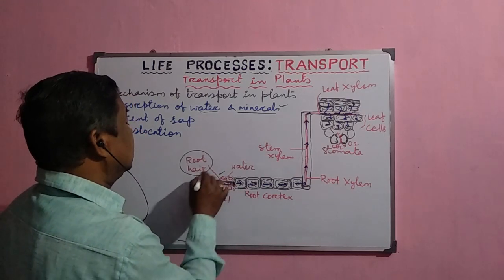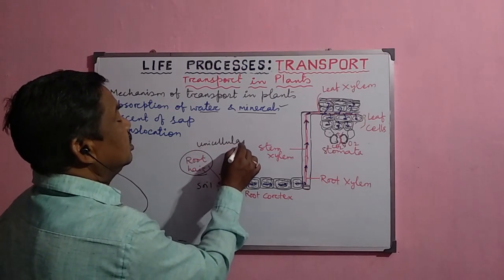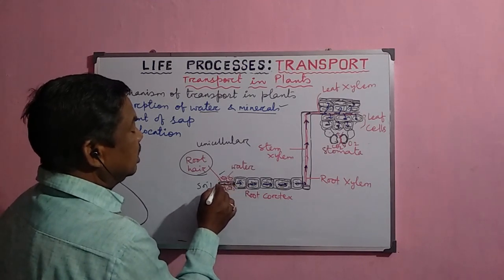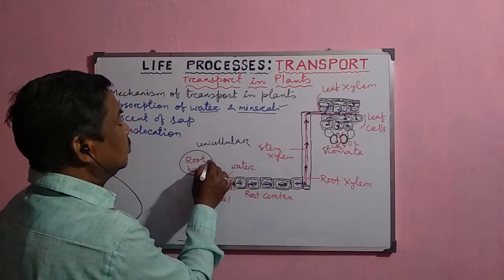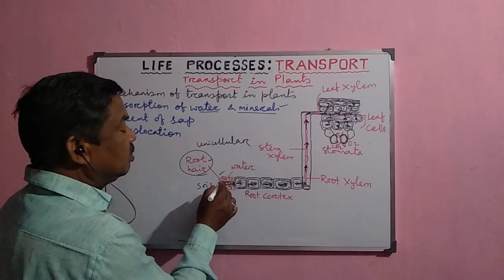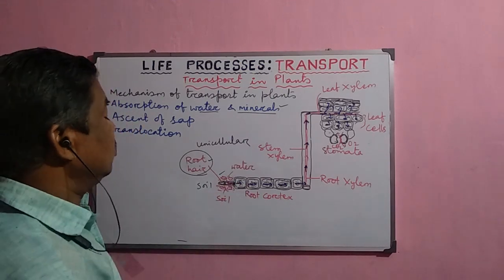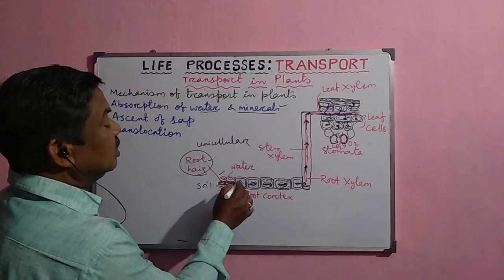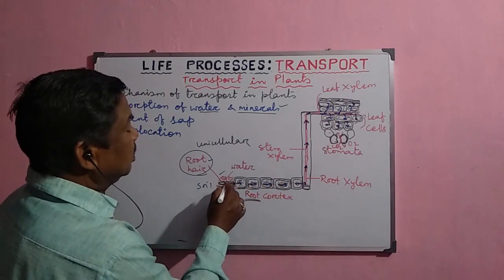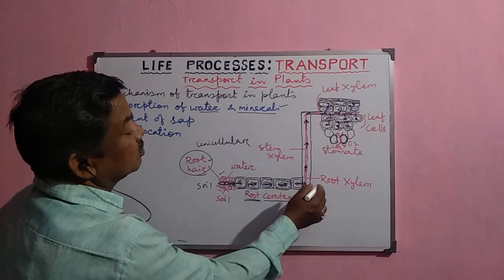This is the root hair, and these root hairs are normally unicellular in nature. That means they are epidermal cells that have an outgrowth, which is called the root hair, and it is unicellular. That means when the water enters here, it directly enters into the cell. Now, it moves from one cell to another cell, from the epidermal cell to the root cortex, and from the root cortex to the root xylem.